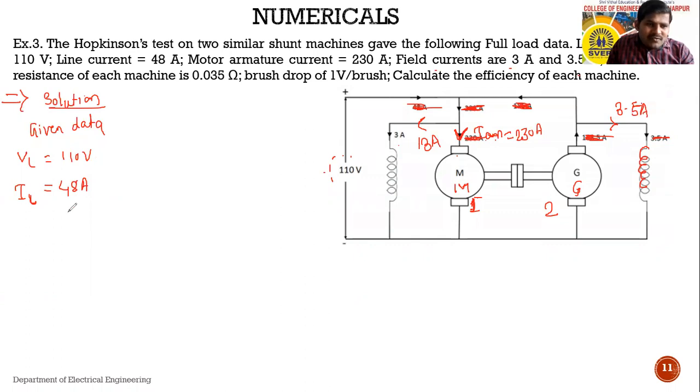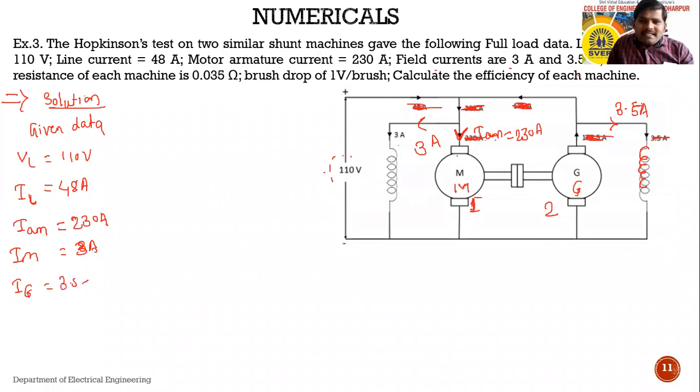That means IL equals 48. The armature current of the motor equals 230 ampere. The field current of the motor equals 3 ampere. The field current of the generator equals 3.5 ampere.